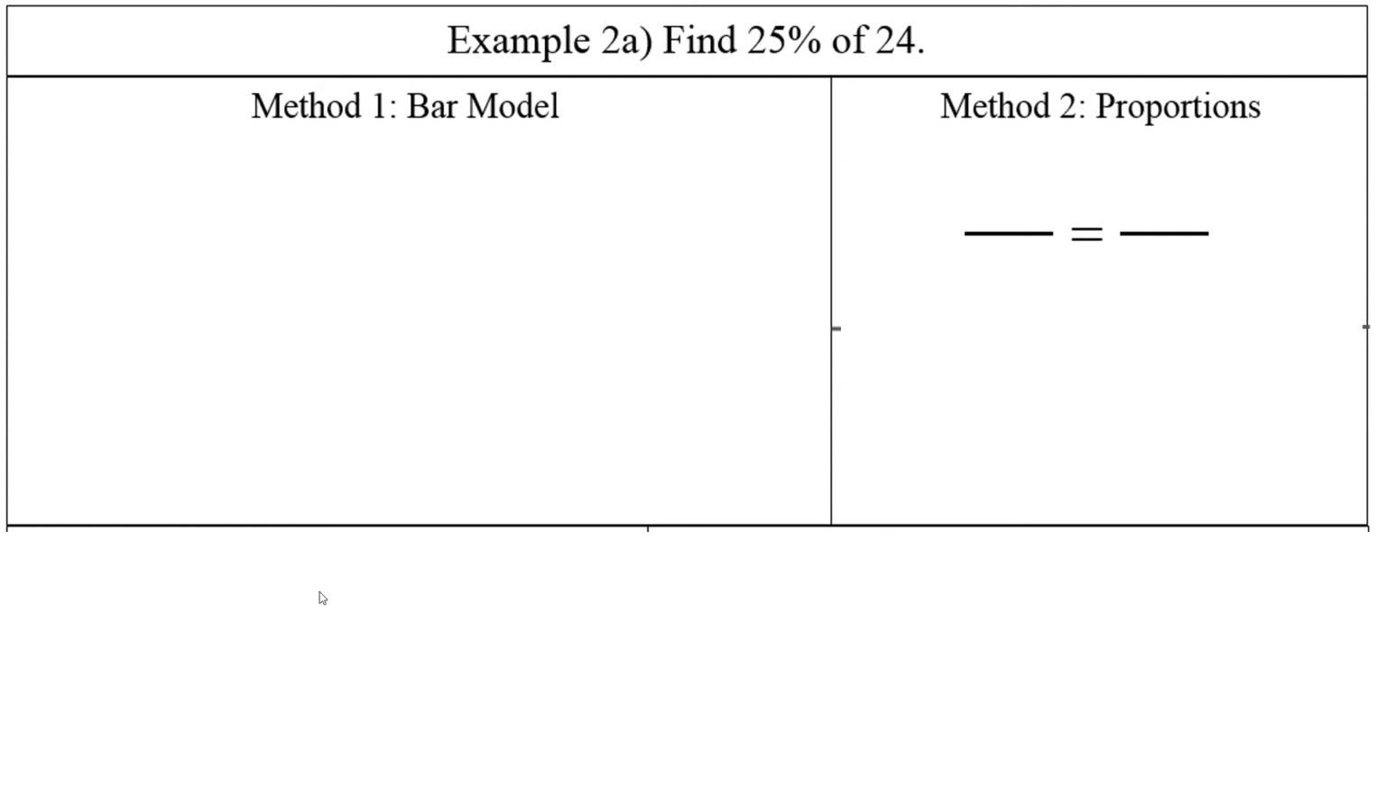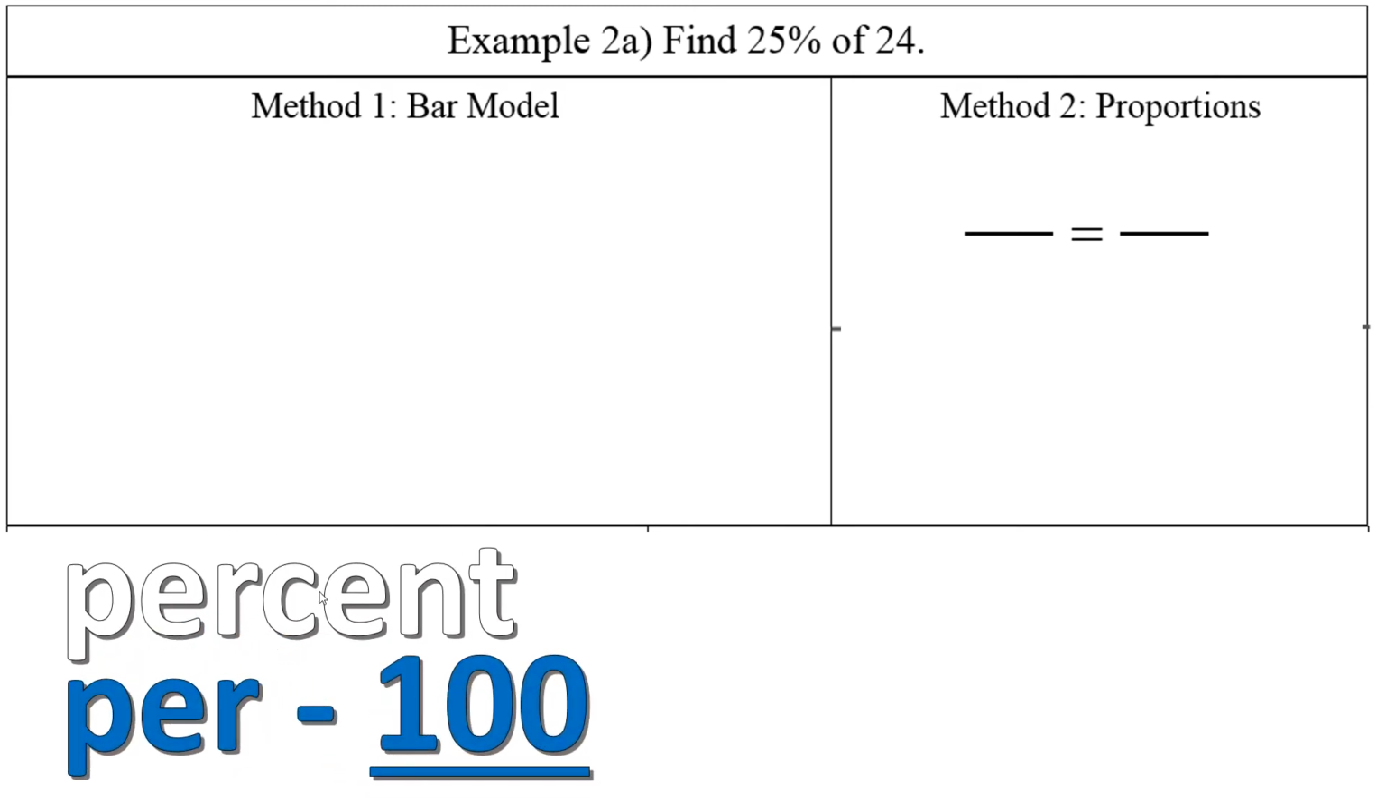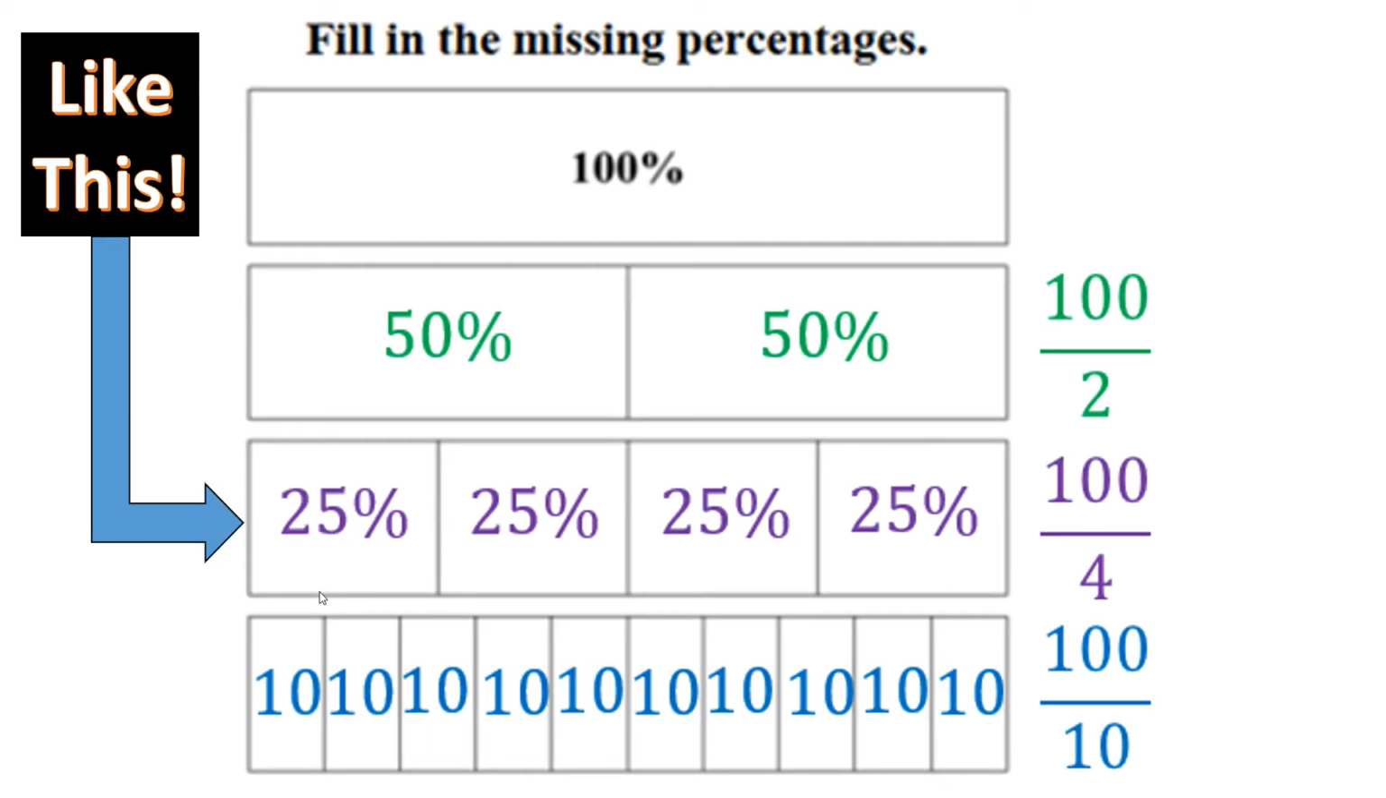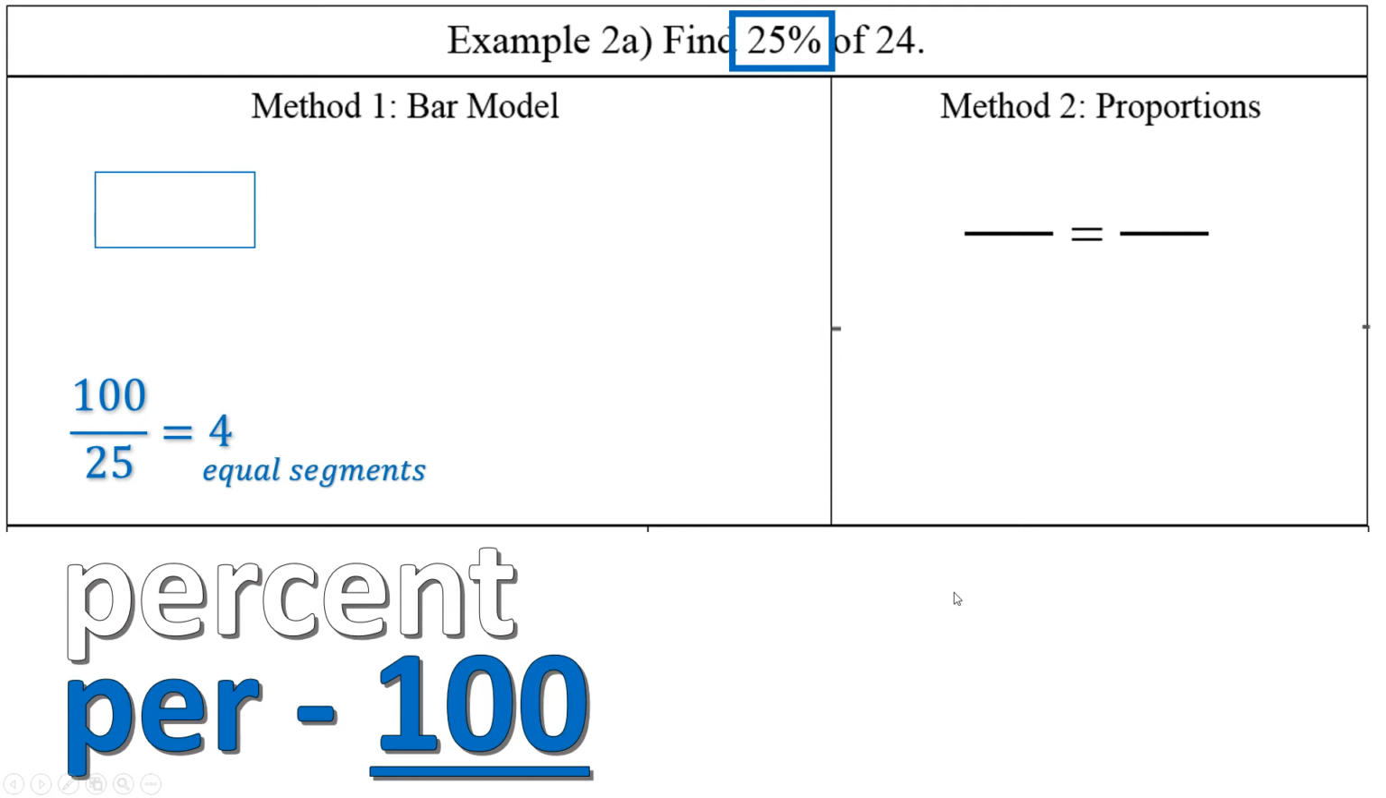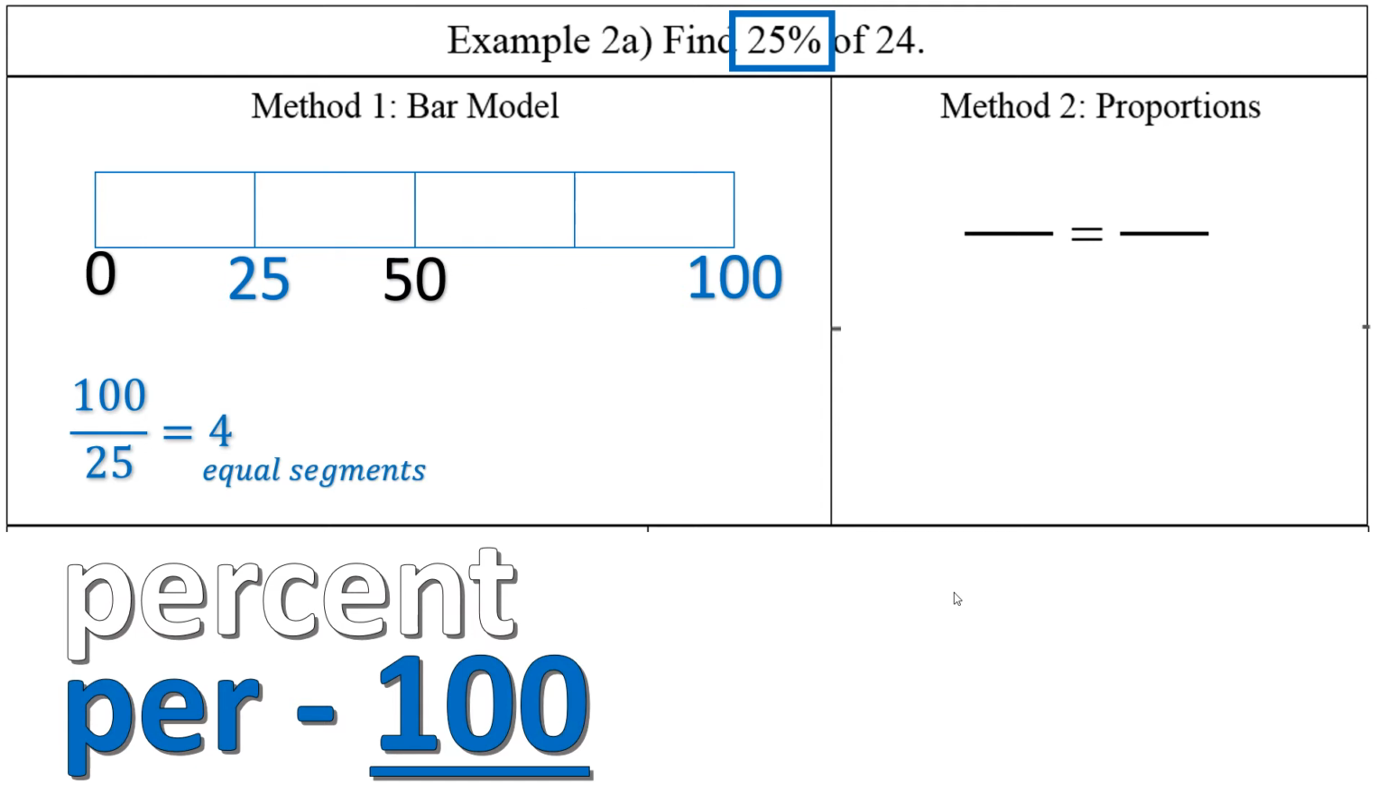Now we're on to example 2. You'll notice the bar model is not drawn for you, and we're going to be finding 25% of 24. So if we need to find 25% and we need to draw a bar model for 25%, we need 4 equal pieces. So looking over here, it's like this one. So we need 1, 2, 3, 4 equal pieces that are 25% each. So I'd recommend drawing a box, a box, a box, a box that are about the same size. We're going to have 0%, 100%, and then 25, 50, and 75.